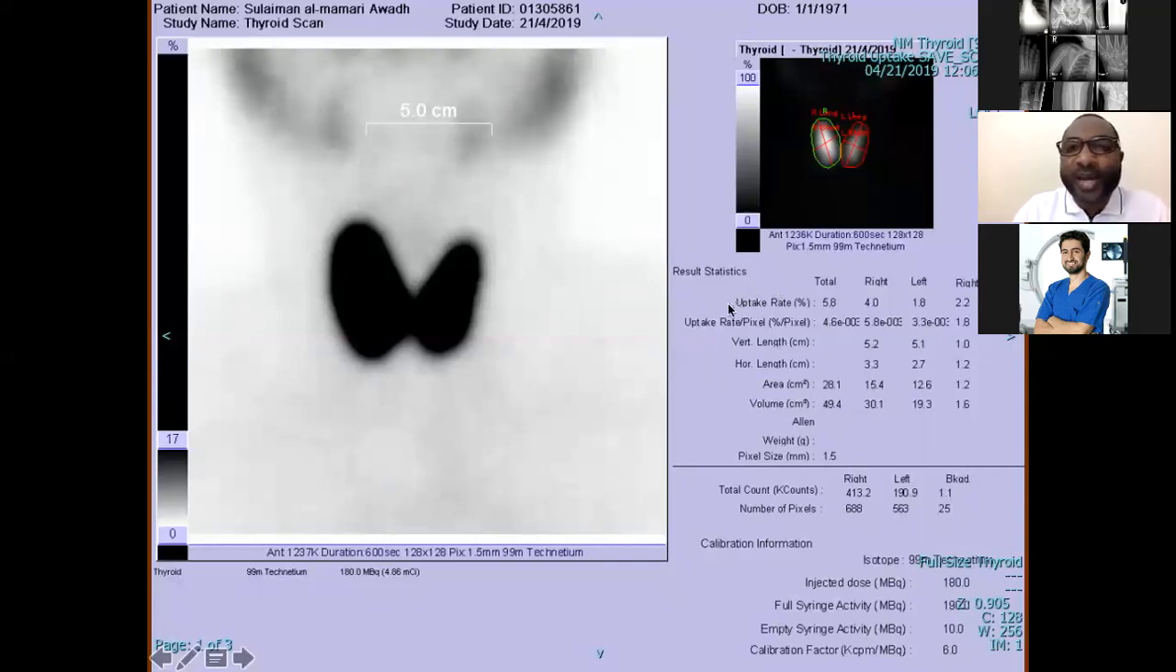And if you calculate the percentage uptake, look, the percentage uptake is 5.8. Remember, we said the normal percentage uptake is between 0.7 to 4. So this is about 5, which is high. So this is diagnostic.